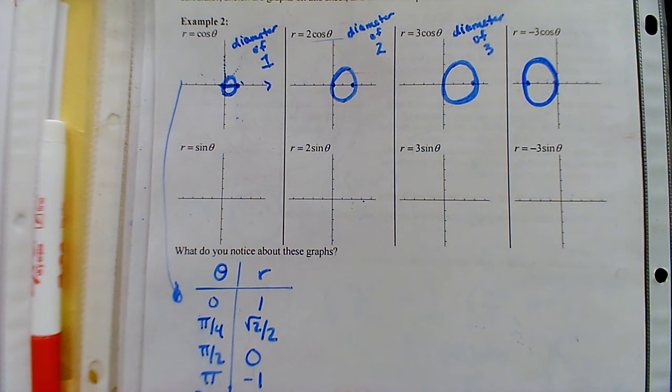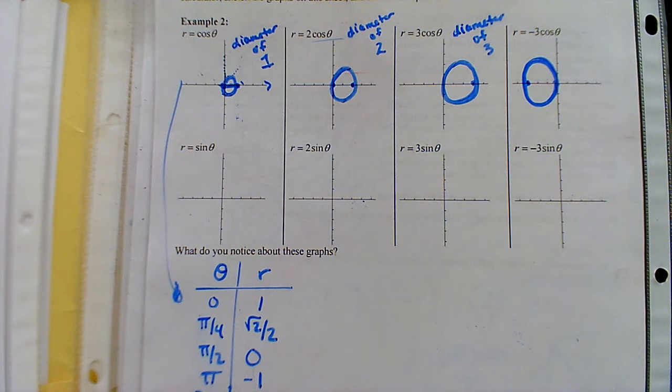All right, now let's see if we can try to think about how these graphs would change if we had a sine function in there instead of a cosine. Can we take a guess? Educated guess?